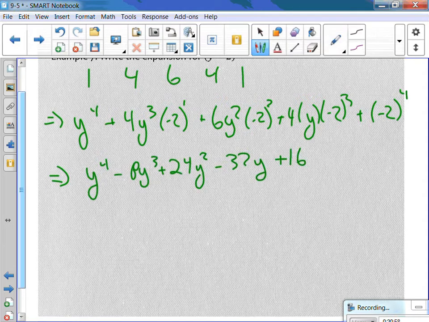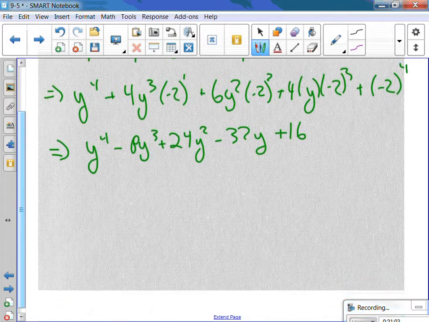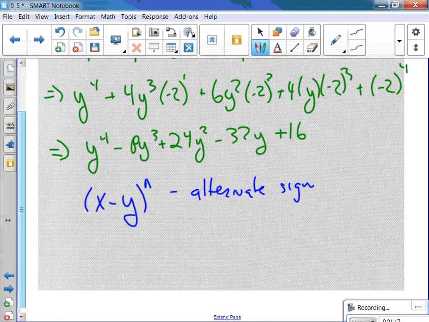So whenever we have x minus y to some nth power, all we're doing is alternating signs. You don't have to worry about putting in that negative there. Just remember it's going to go positive, starting off with that very first coefficient, and then just alternating positive, negative, positive, negative.